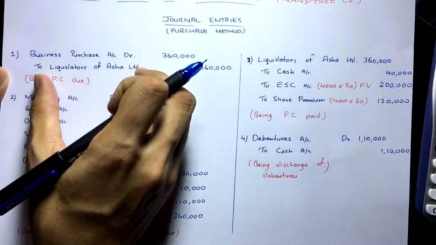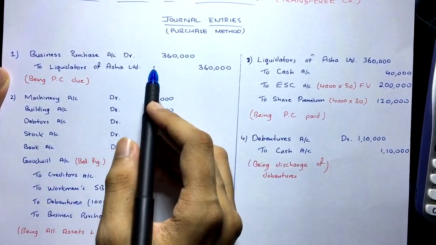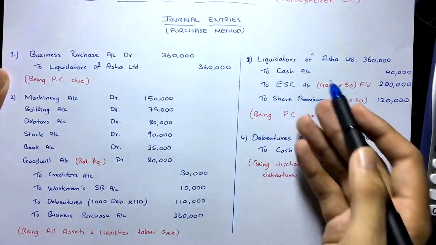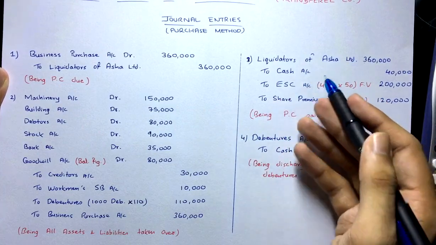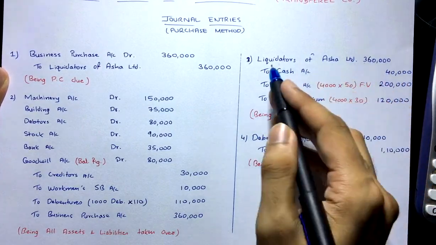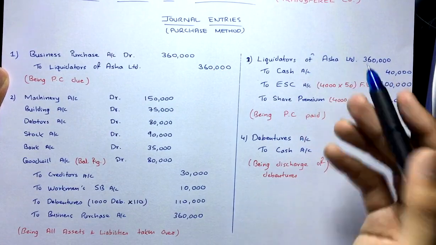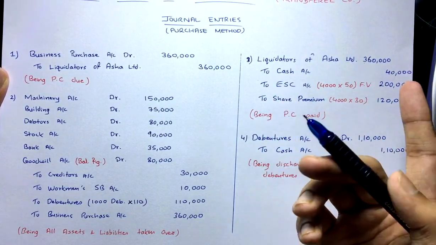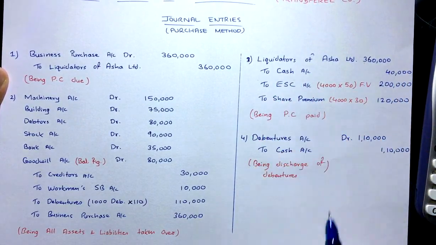Here the account was credited because the liability was increasing. We have to pay. But here we are making the payment, so the liability is no more, so we have to debit that liquidator account, liquidator of Asha Limited. And what are you paying them? You are paying them cash and equity share capital.